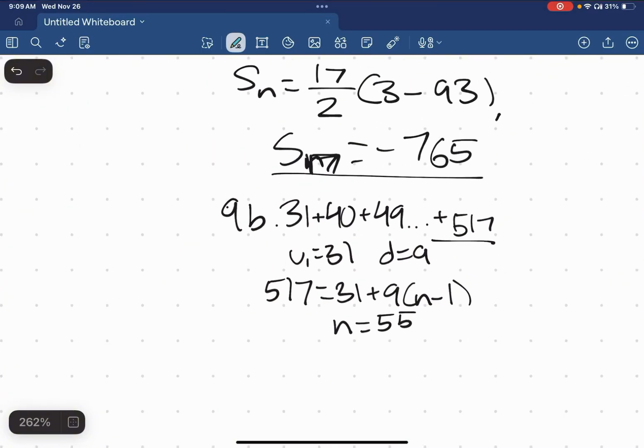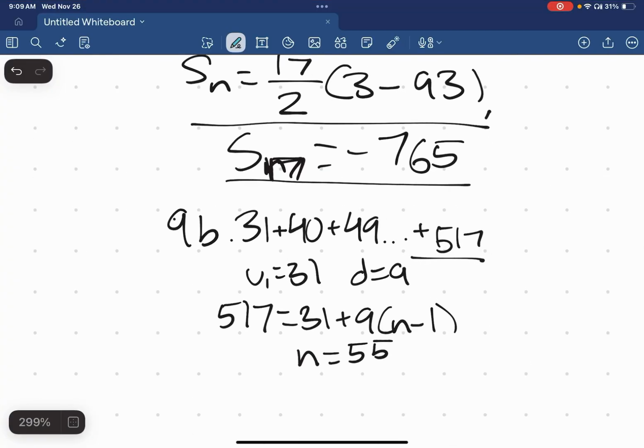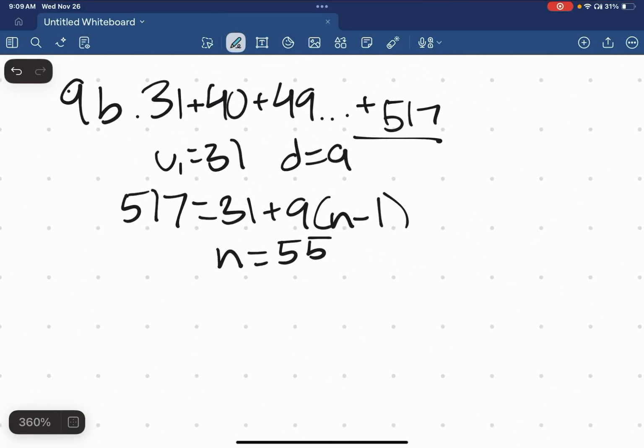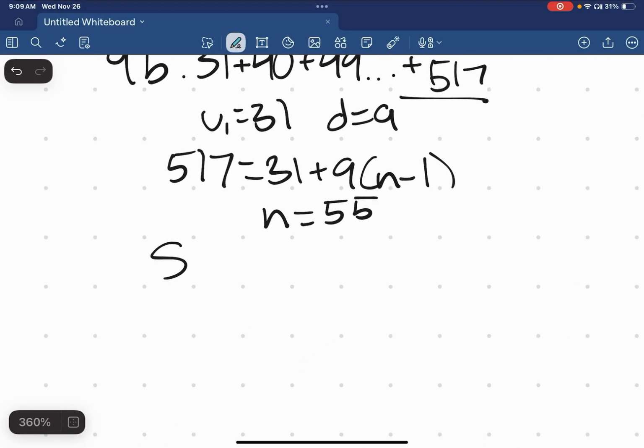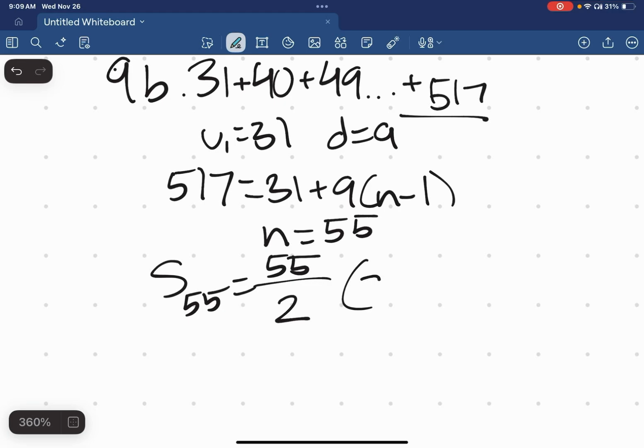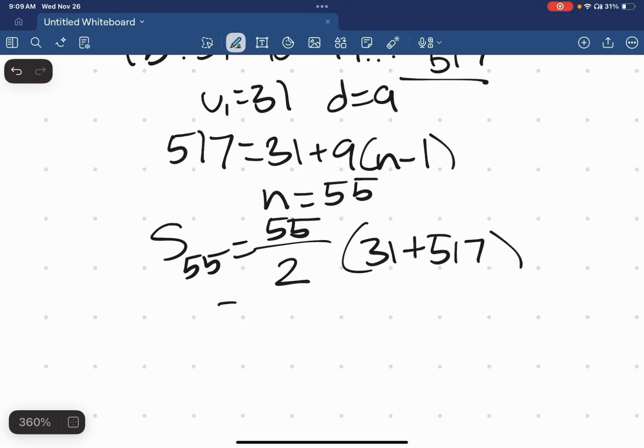And then remember our equation from earlier. This one, S55 is going to be equal to 55 divided by 2 times our first term, 31, plus 517. Looks like this is going to be a bigger number. It's going to be equal to 15,070.